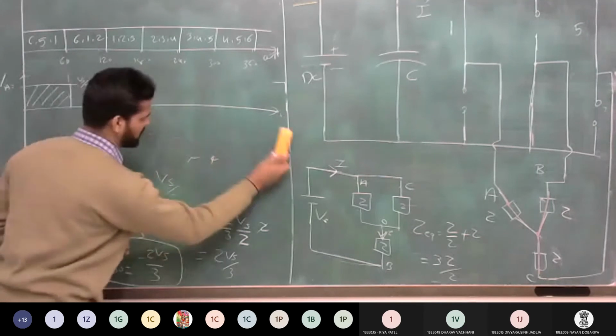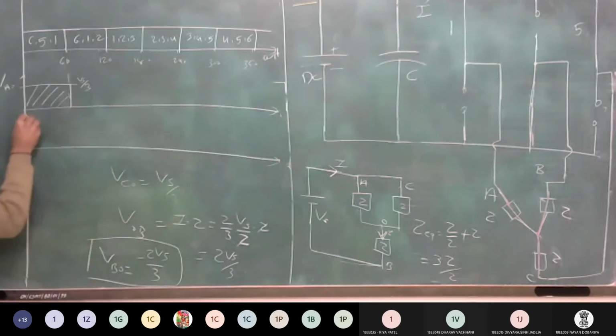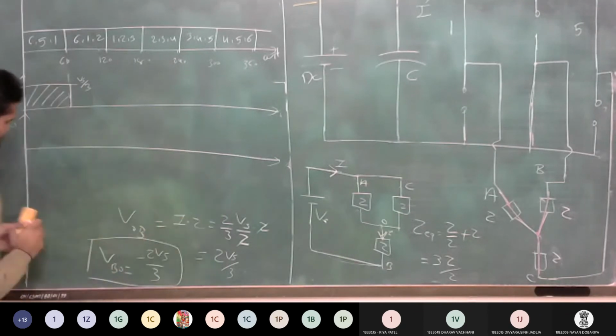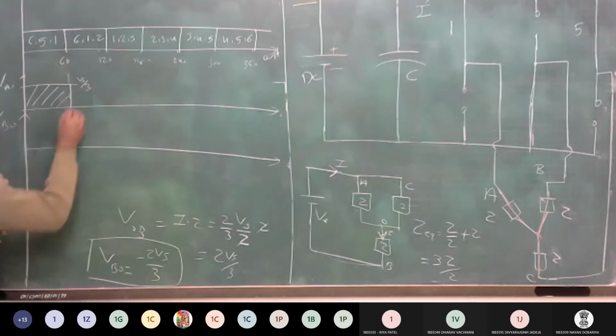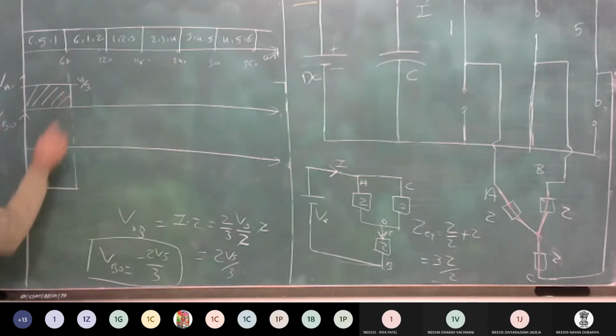Same way, draw the waveform for phase B. VBO. So VBO is what? Minus 2 Vs by 3. It means draw here below the reference line. Magnitude is double this value. Here, minus 2 Vs by 3. So this is VBO.